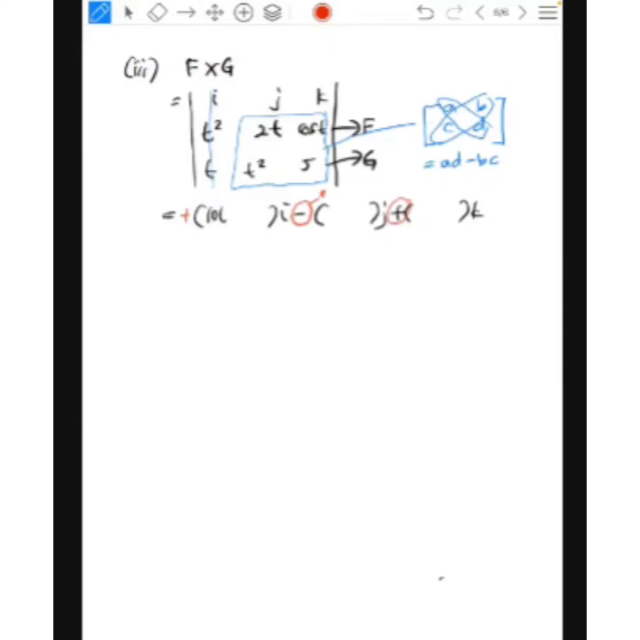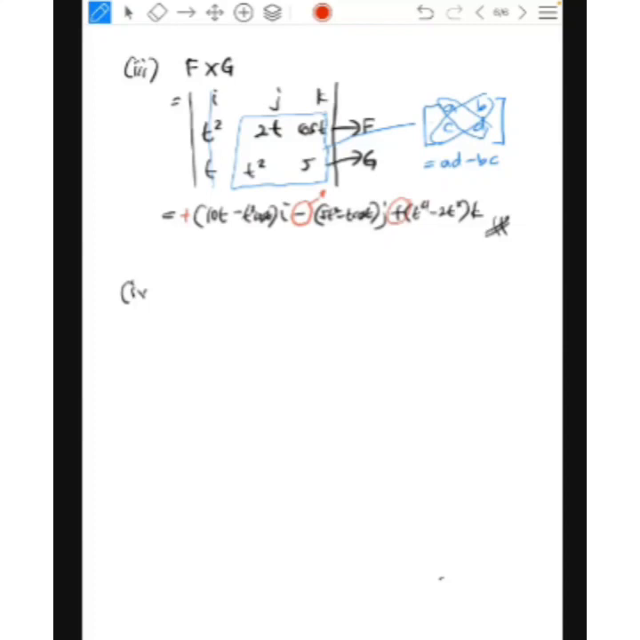10t minus t squared cos t for I. And then for j, it will be 5t squared minus t cos t. Then for k, it will be t to the power 4 minus 2t squared. Okay, so basically you can have your answer like this. If it cannot be simplified, then this is your final answer. If it can be simplified, then please do simplify the functions first.